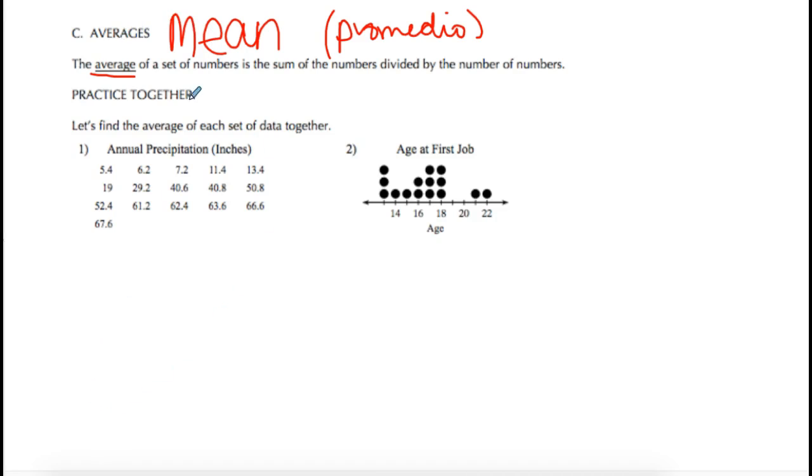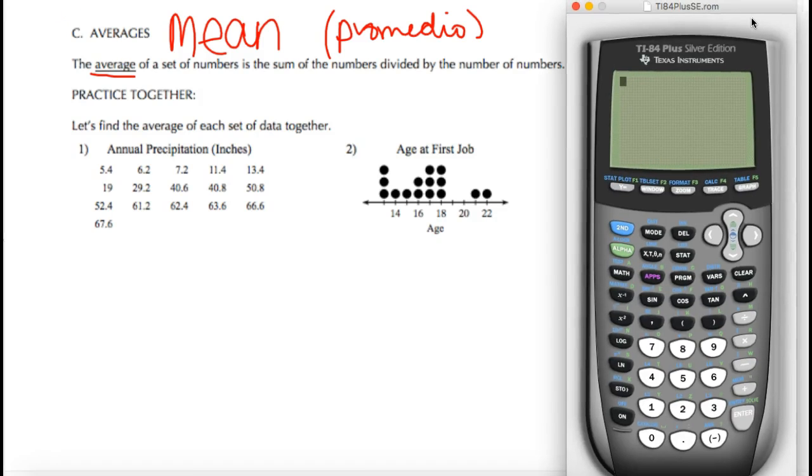So if you want to find the average of a set of data, what you're going to do is add them all up. Okay, so you can see that I've brought up a calculator on my screen. You're welcome to use a calculator, especially when we're talking about decimals. We can add them by hand and that's fine, but for the purpose of time right now, we're going to go ahead and use a calculator.